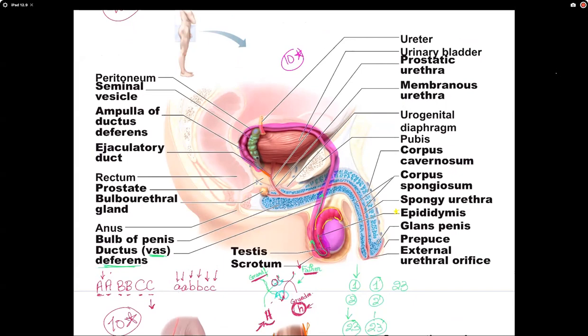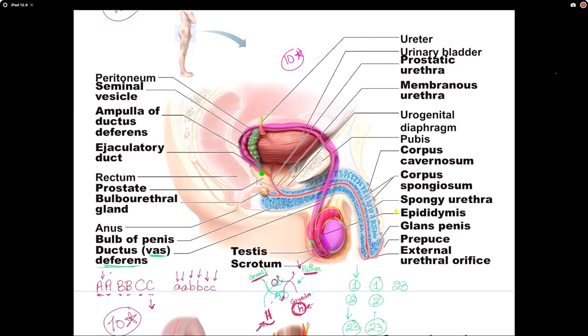It's a 10 stars diagram. It must be on your test. So what can we see on here? The gonads, the testes, the epididymis, the vas deferens that will carry the sperms up towards the pelvis. And we have this bulging part of the vas deferens that will receive secretions from the seminal vesicle, which is just a gland.